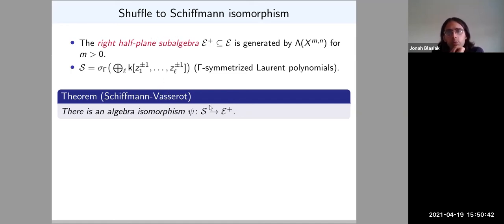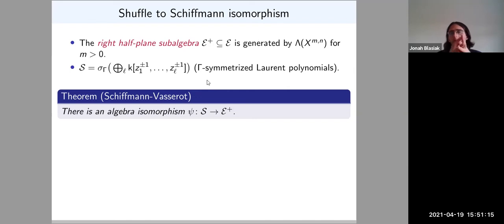An important result proved by Schiffmann and Vasserot is the following. The shuffle algebra is isomorphic to a certain subalgebra of the elliptic Hall algebra. It's the one generated by the right half plane algebras. Now our goal is to get a more concrete understanding of the elliptic Hall algebra, and the shuffle algebra is a good way to do this.